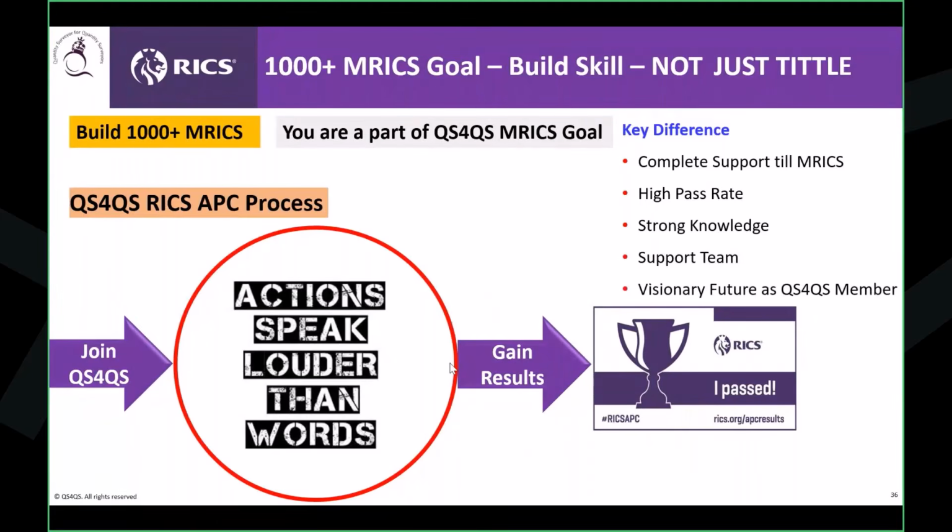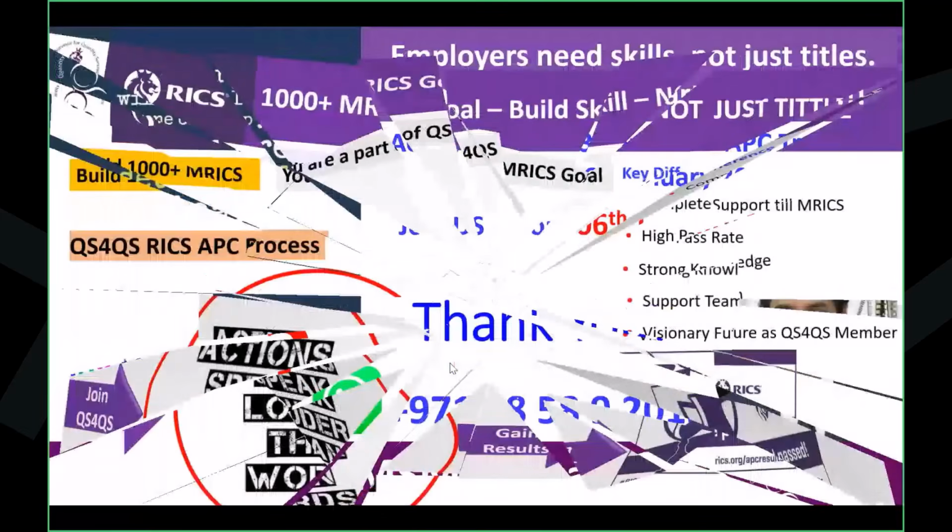And we have a vision, because our objective is to work as one team in the future. So to work with us, we need the skill set, not the title. Let's say somebody has the MRICS, but doesn't know how to do cost control. There's no use of it.